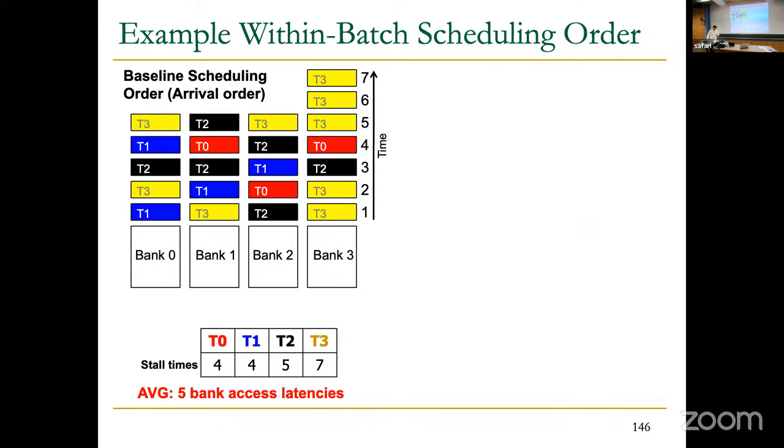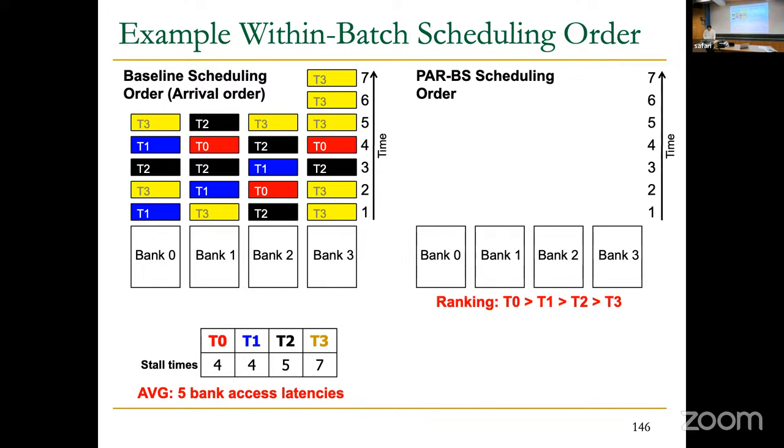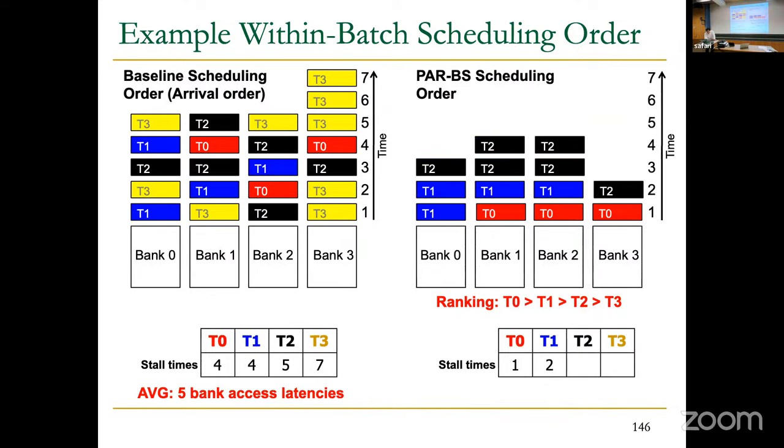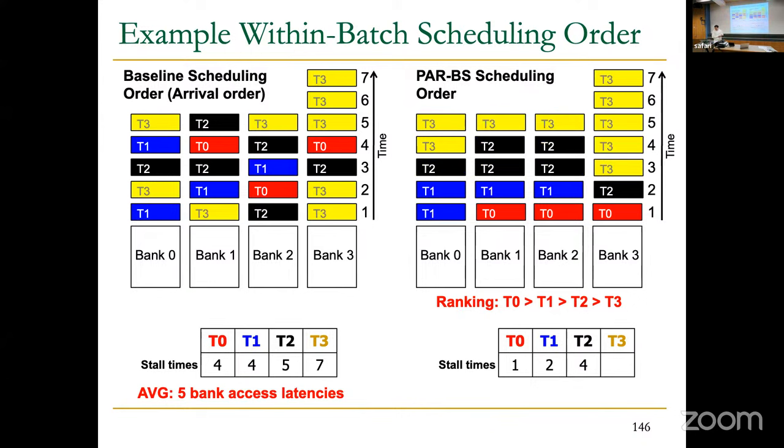What happens when we use the ranking that we have? So the average access latency is 5 here. You just average the 4 numbers. So PAR-BS scheduling order looks like this. We apply this ranking. So we execute T0's request first, but there's a place left to execute T1's request in bank zero also, right? So we do that. We fill in that gap with T1's requests. And the stall time for T0 here is 1, because we executed all of its requests in the first unit of time. T1's stall time is 2. T2's stall time is 4. And finally, T3 has 7.